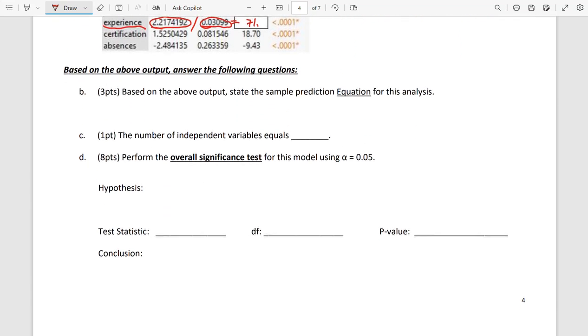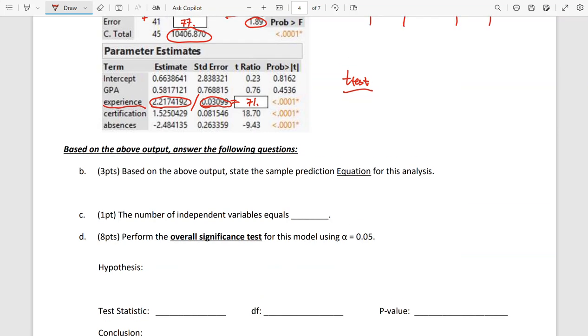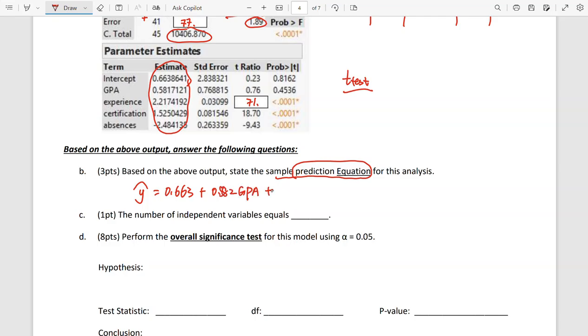All right, the next question: based on the above output, state the sample prediction equation for this analysis. Since you are writing the equation for prediction, of course, you want to use the parameter estimates. So you have y hat equals, let's say we keep 3 decimals, 0.683, plus 0.5582 times GPA, and then plus 2.217 times experience, and so on.